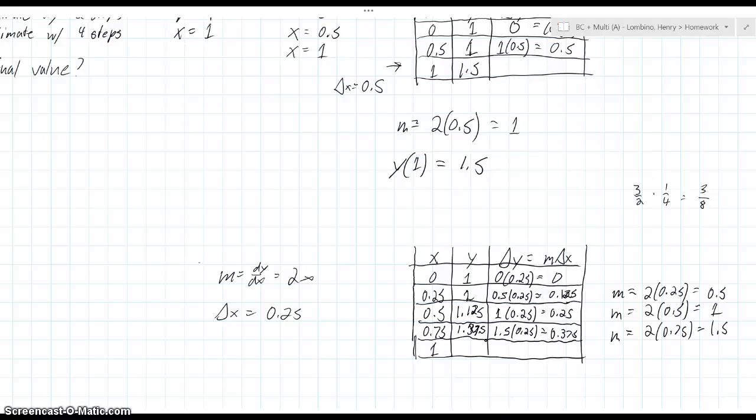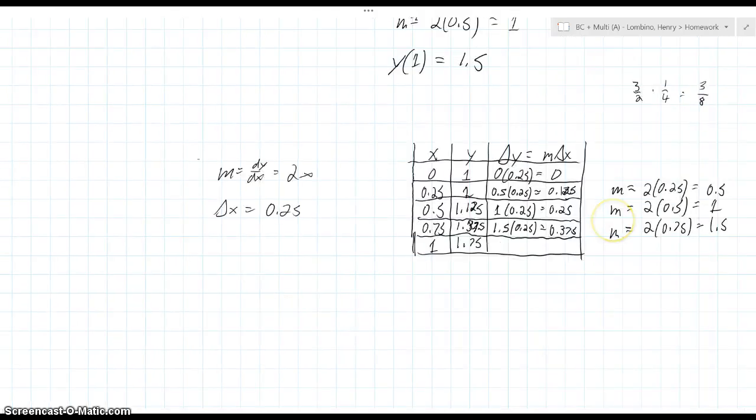All right, so now we add this. So now we have the change of y at this point equals 0.375. We add that to 1.375, and we are going to end up with 1.75. So there we go. There we have it. So now, by this estimate using Euler's formula, we have y of 1 equals 1.75. So that's our second estimate.